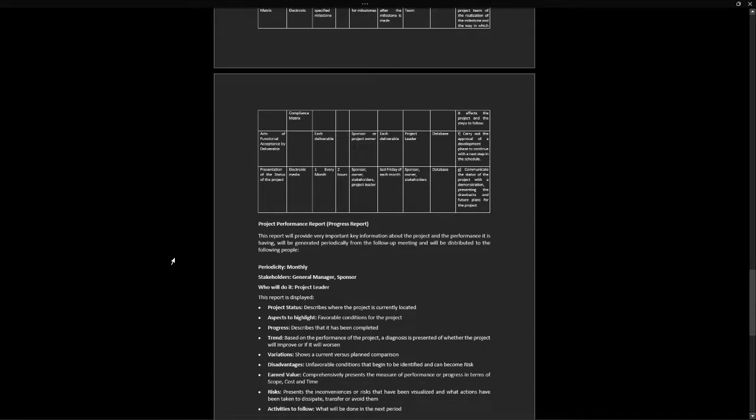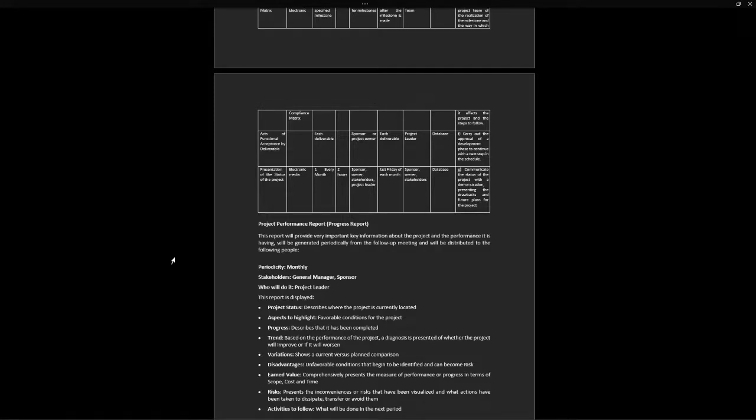And finally, we have the presentation of the status of the project. This one is electronic. It's made basically one time every month. Maximum 2 hours per meeting. The participants are the sponsor, the owner, the stakeholder, and also the project leader. This is going to be made on the last Friday of each month.